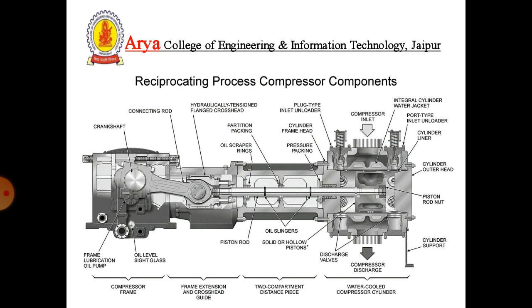Second is frame extension and crosshead guide. It is used to connect the crank and the piston. Third is two compartment distance pieces used for uniform motion of the rod. And fourth is the water cooled compressor cylinder, having the reciprocating motion inside by the piston. The air is compressed in the cylinder.